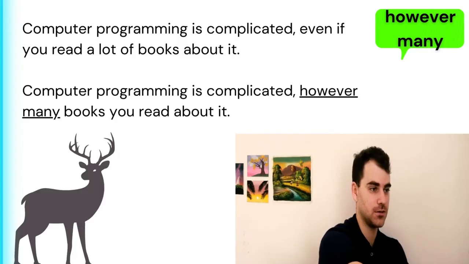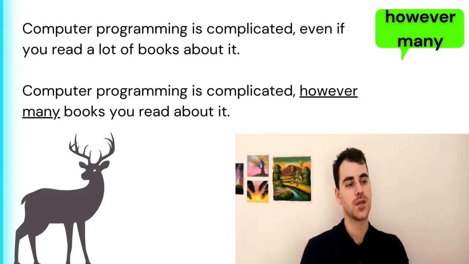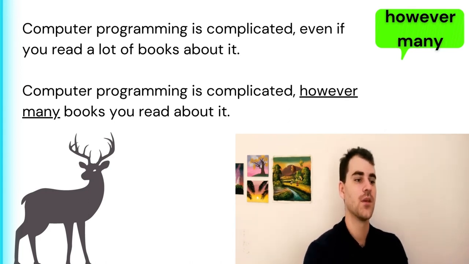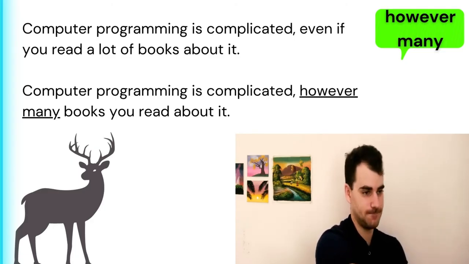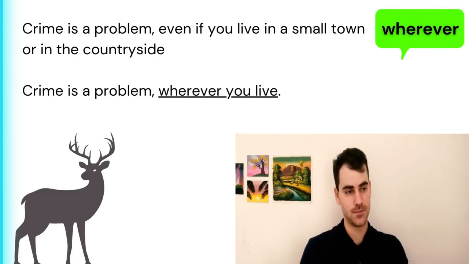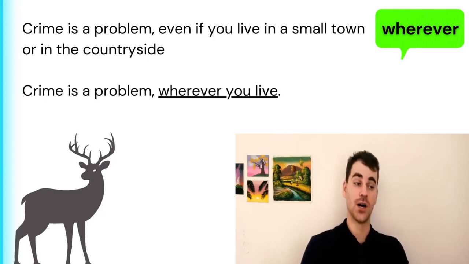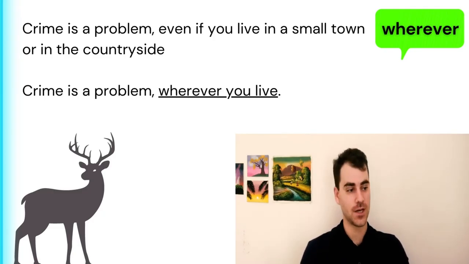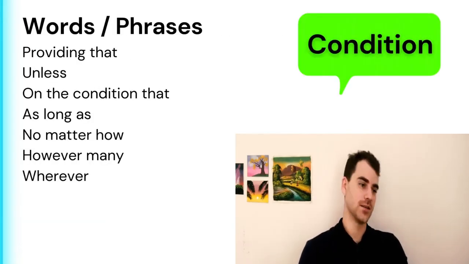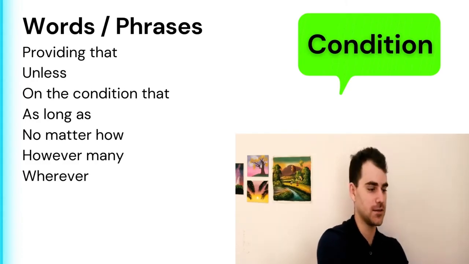Both are good. However many. Computer programming is complicated, even if you read a lot of books about it. Computer programming is complicated, however many books you read about it. And wherever. Crime is a problem, even if you live in a small town or in the countryside. Crime is a problem wherever you live. Okay? So these are all phrases which can express condition. Something is dependent on something else.